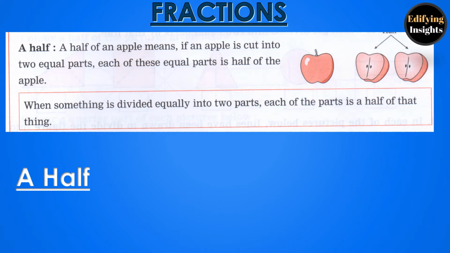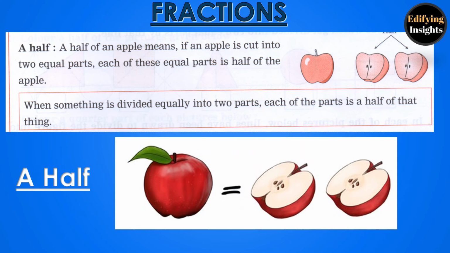Here they have given us the example of an apple. If an apple is cut into two equal parts, one part is called a half and the other part is also called a half. Both the pieces together we call halves. When something is divided equally into two parts, each part is a half of that thing.